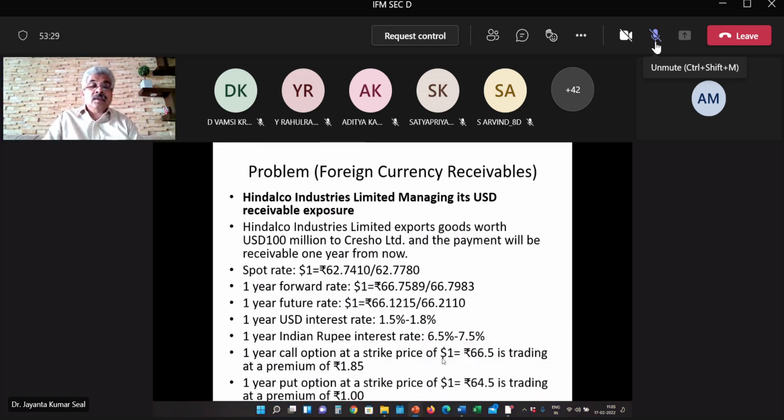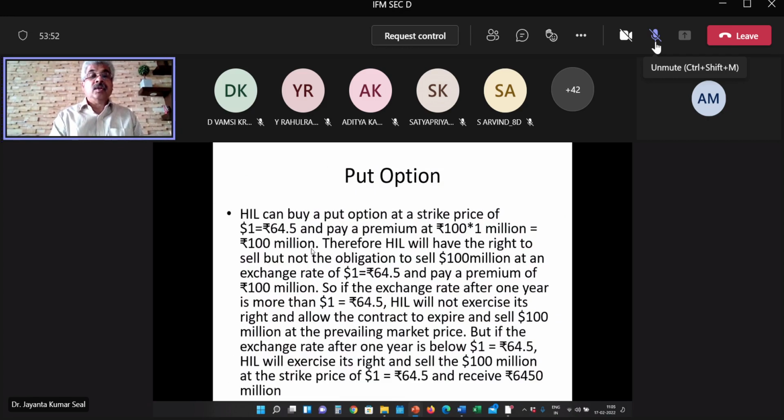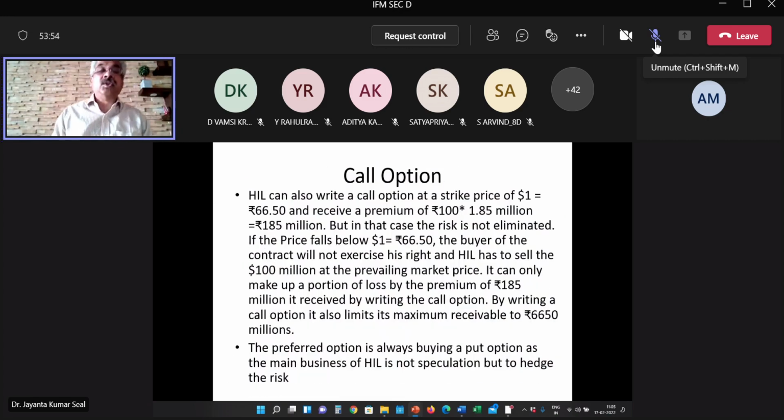Okay. Can you use a call option here? If you write a call option, then you receive a premium of 185 million. How? 1.85 into 100, 185 million. So Hindalco can also write a call option at a strike price of 66.5, which is the one given, and receive a premium of 100 into 1.85, that is 185 million.